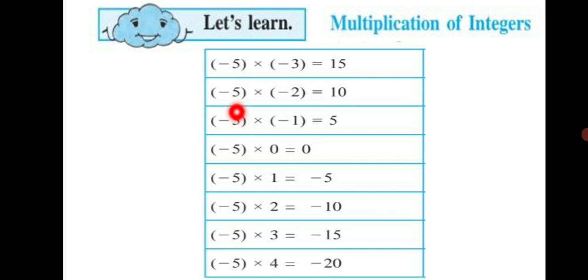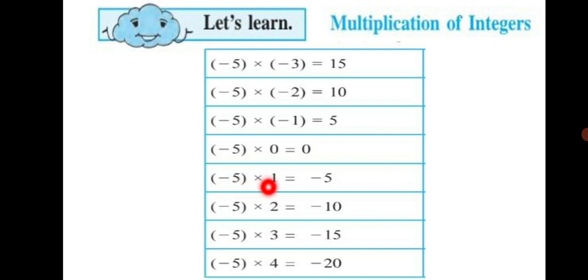Next, minus 5 into minus 2. 5 2s are 10 and minus into minus is plus 10. 5 1s are 5. Minus into minus is plus. Minus 5 into 0 is 0. Any number, remember, multiplied by 0 gives you 0. Minus 5 into 1. 5 1s are 5 and minus into plus. Now 1 is not having a negative sign like here, which means it is plus.